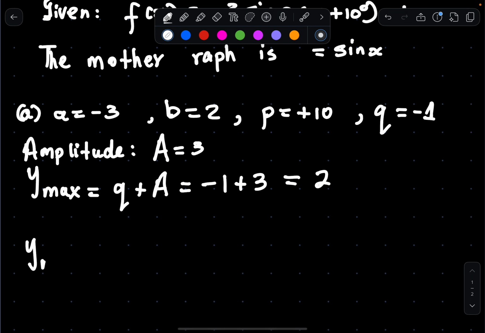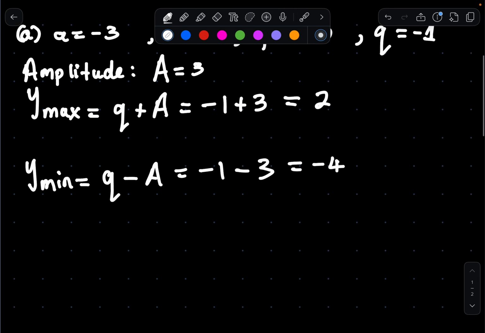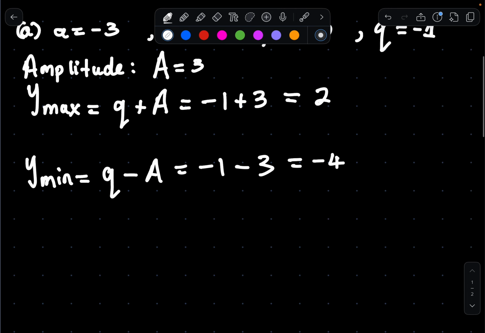Perfect. Now let's get the minimum value. Y min would be q minus the amplitude. So y max is q plus the amplitude, and y min is q minus the amplitude. Our q is minus 1, then minus 3, and then we're going to have minus 4. And that gives us the what? The minimum value.